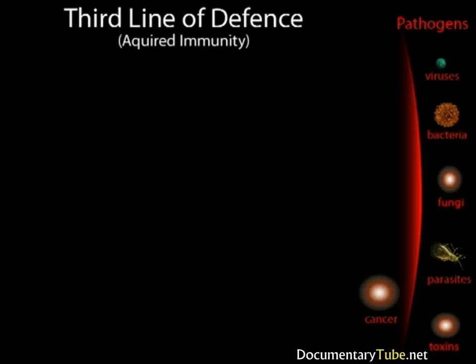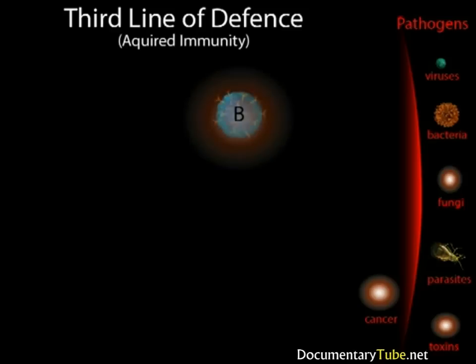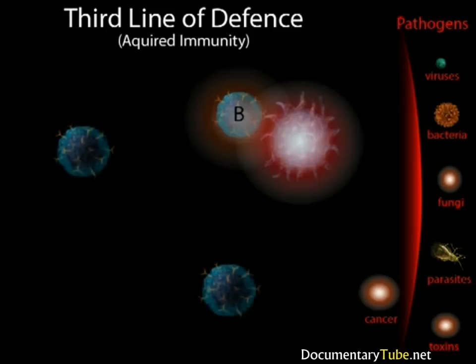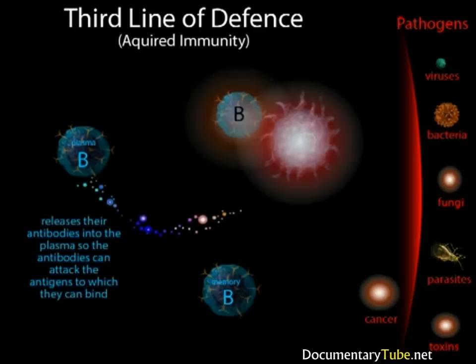Antibodies are produced by B cells, which are specialized lymphocytes. Like all blood cells, these lymphocytes are formed from the stem cells in the bone marrow. They are formed with antigen binding sites on their plasma membranes. When exposed for the first time to the antigen for which they are specific, these sites bind to the antigen, and the B cells begin to proliferate. The proliferation produces two types of B cells. The plasma B cells release their antibodies into the plasma so that the antibodies can attack the antigen to which they can bind.